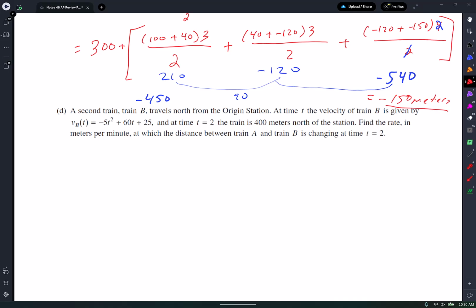And at time t equals 2, the train is 400 meters north of the station. Find the rate in meters per minute at which the distance between train A and train B is changing at time t equals 2. All right, guys. I can see why this one was hard. This is a related rate problem. Let me read it again. A second train B travels north from the origin station. At time t equals 2, the train is 400 meters north. Find the rate. Okay, I got it now.